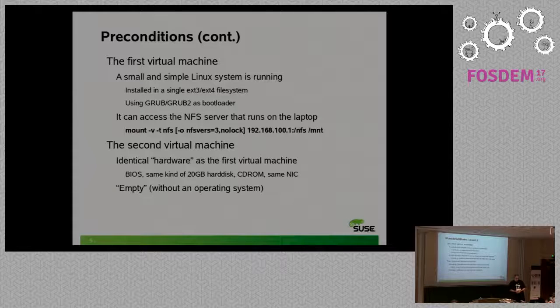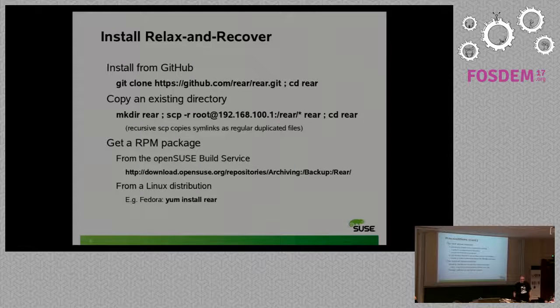On the first virtual machine, a small and simple Linux system is running. This is the system where ReaR will be installed and which will be recovered later. The second virtual machine has identical virtual hardware and it's empty. So we will try to simulate, to recreate the first virtual machine on bare metal. Of course, it's not bare metal, it's a bare virtual empty machine.